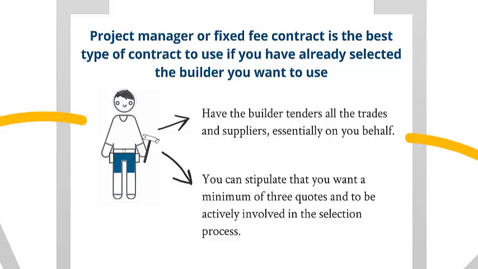Project management contracts are the best type of contract to use if you've already selected the builder. Maybe this is because he's a friend, family, personal recommendation, or you have previously used him. But by using this method, you can stick with the same builder and have him tender all the trades and supplies essentially on your behalf. You can stipulate that you want a minimum of 3 quotes on every aspect of the project, and you can request that you view all the quotes and be involved in the selection process.